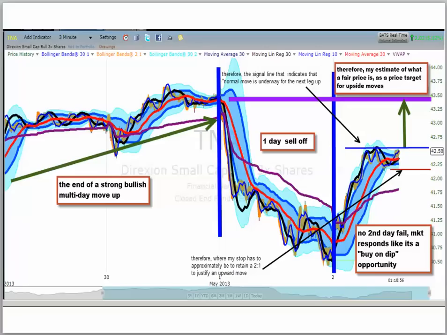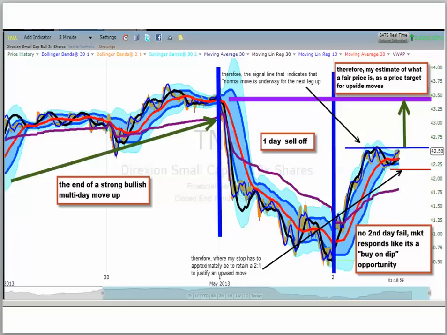Well, when it held support at the bottom of the river, that's the move we were stalking before and hypothesizing that if it breaks through the blue line, there's no resistance between 42.50 and 43.50, and that's a 2.5% move. And then if it breaks above 43.50, it's really off and running.